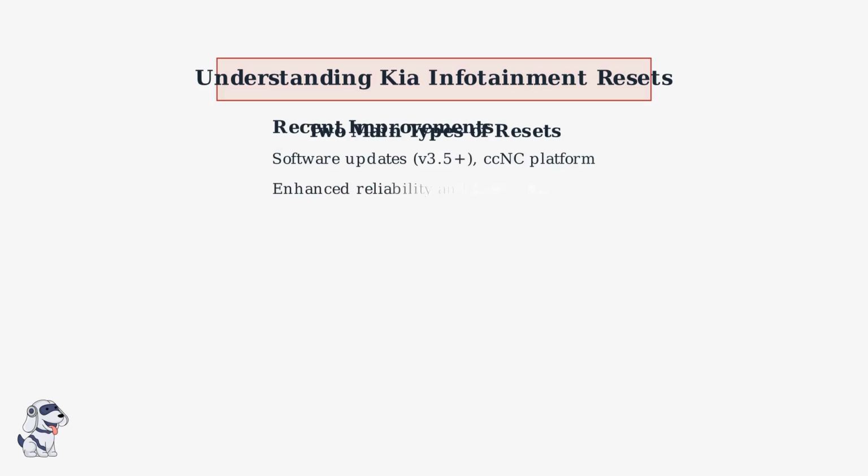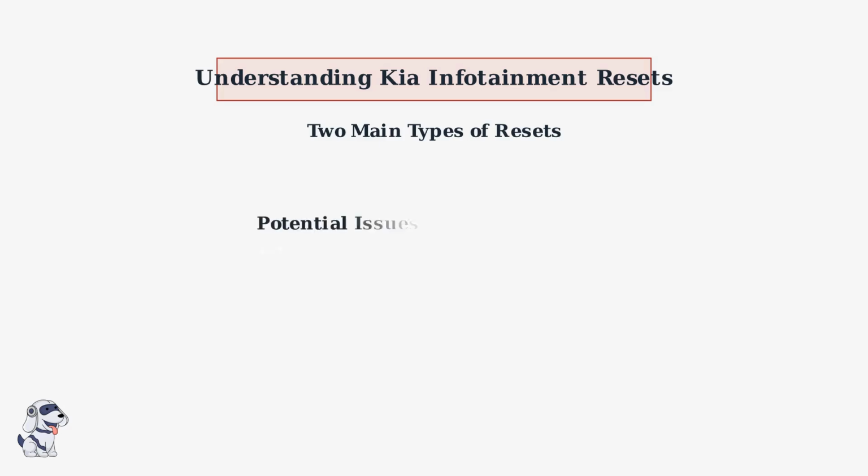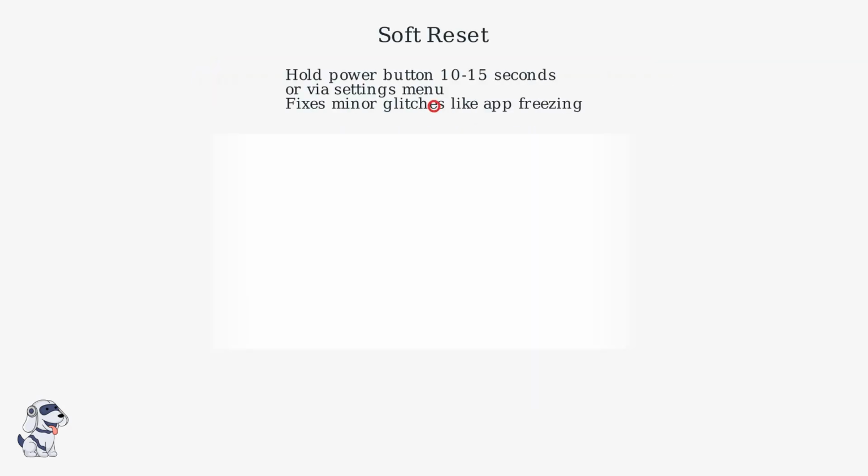Kia has improved systems with software updates version 3.5 Plus and the CCNC platform for newer models, offering better reliability and faster boot times. However, issues can still occur due to software bugs, Android Auto or Apple CarPlay conflicts, or hardware degradation over time. Understanding when and how to perform these resets is crucial for maintaining your infotainment system's functionality and resolving common problems. A soft reset clears temporary memory and fixes minor glitches like app freezing.